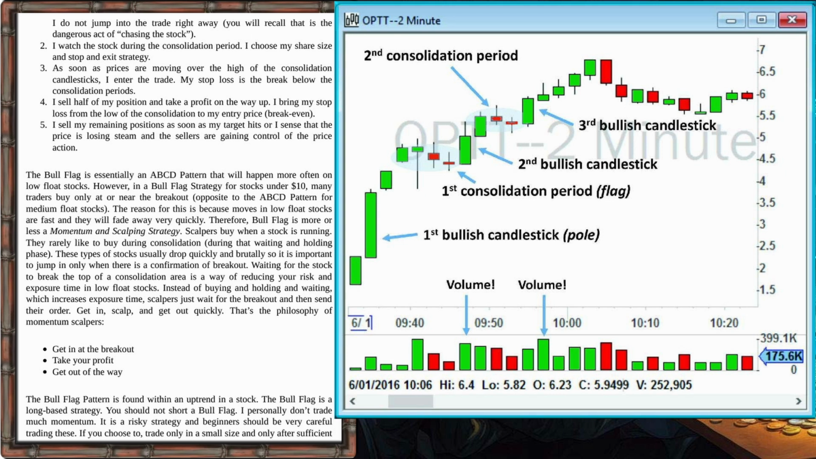Scalpers buy when a stock is running. They rarely like to buy during consolidation, during that waiting and holding phase. These types of stocks usually drop quickly and brutally, so it is important to jump in only when there is a confirmation of breakout.